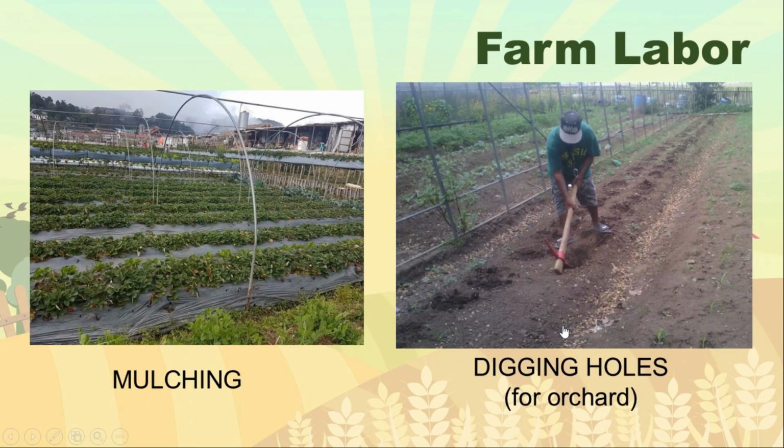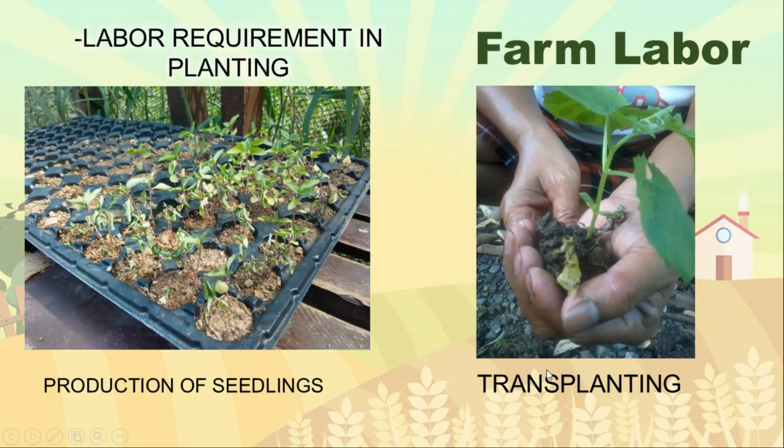iba. We have also the mulching. Mapapansin nyo sa mulching, yung mga tinanim natin ay tinatakpan ng isang plastic cover. Kung hindi man plastic, pwede tayong gumamit ng organic materials and digging holes for orchard. Diba? Farm labor, ito naman yung ginagamit sa planting o pagtatanim. We have the production of seedlings and the transplanting.